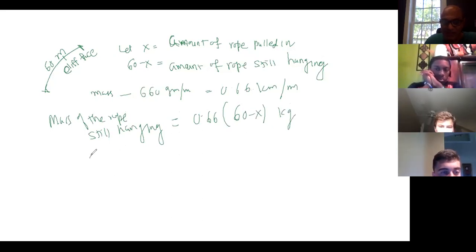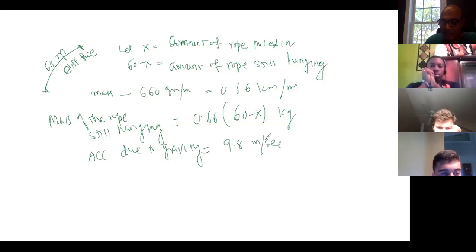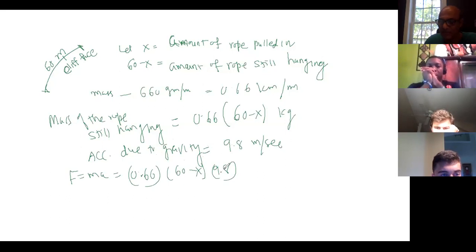Acceleration due to gravity. You know that thing, right? Gravitational acceleration is 9.8 meter per second squared. Right, guys? So what is my force? Force equals m times a, I told you. Your m is the mass of the rope still hanging. So 0.66 multiplied by 60 minus x multiplied by a, the gravitational acceleration, 9.8 kilogram meter per second square. And that is nothing but your Newton.